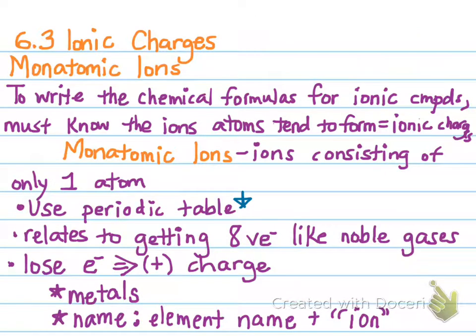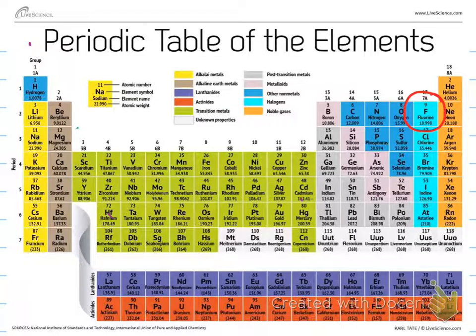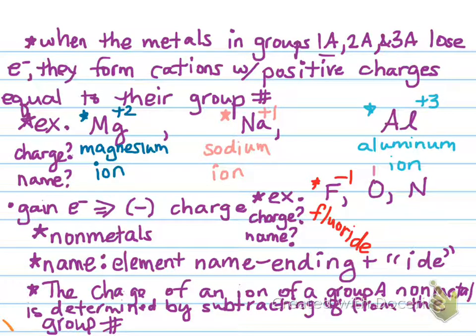I'll recap. To write formulas for ionic compounds, we have to know charges on ions. Monatomic ions, you need to be able to use your periodic table. It relates to getting 8 valence electrons like the noble gases. For the cations that lose electrons and get a positive charge, typically those are the metals. To name them, it's the element name plus the word ion. When the metals in group 1A, 2A, and 3A lose electrons, they form cations with positive charge equal to their group number.